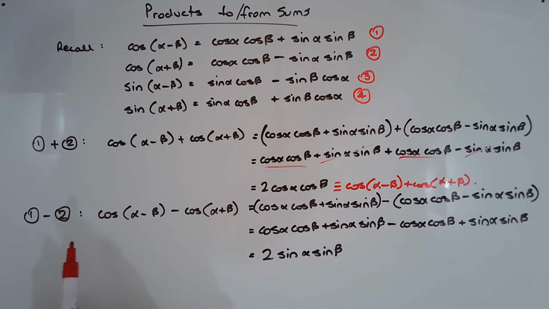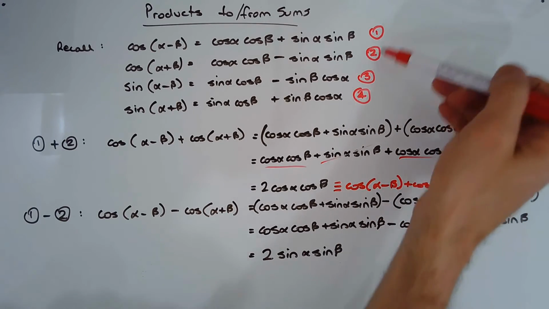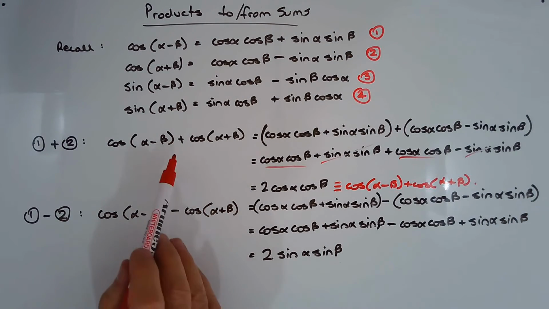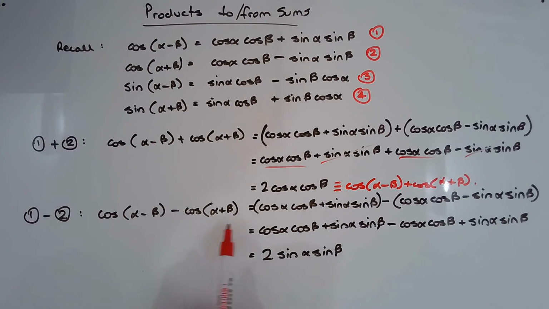So let's have a look at equation 1 minus equation 2. So if we take both of these equations and we subtract 2 from 1, so in other words, just changing the plus sign here to a minus, let's see what happens. So again, expanding the left-hand side, we have cos alpha cos beta plus sine alpha sine beta in brackets, minus, in brackets, cos alpha cos beta minus sine alpha sine beta.